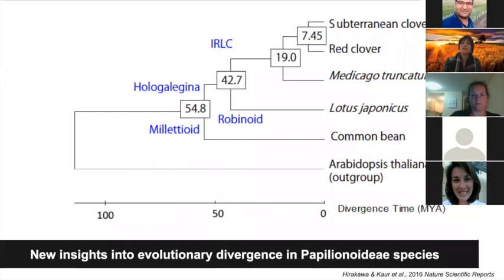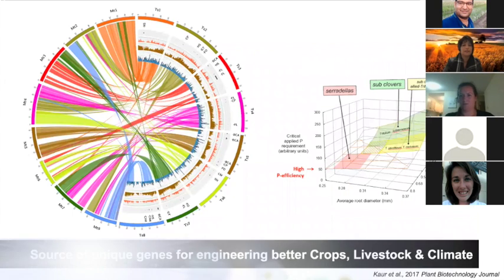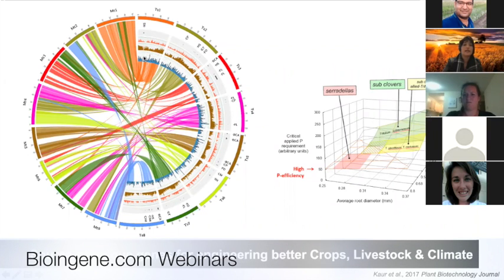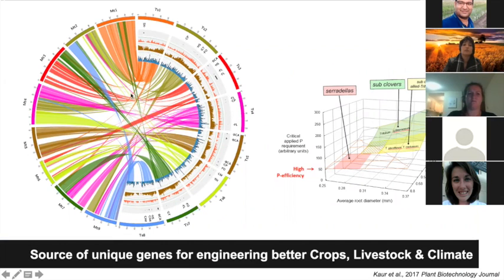At the same time, we were able to look at how the evolution happened in the legume family, how far it is from common bean, from lotus, and how many million years ago the clovers separated from lotus, about 42.7 million years ago. So you can do many different kinds of studies and gain important understanding of the crops. Not only that, when you identify a unique source of genes in one crop, you can actually translate it to others.